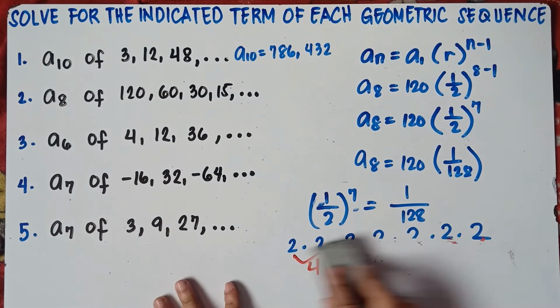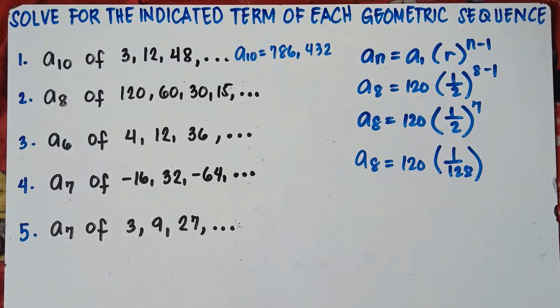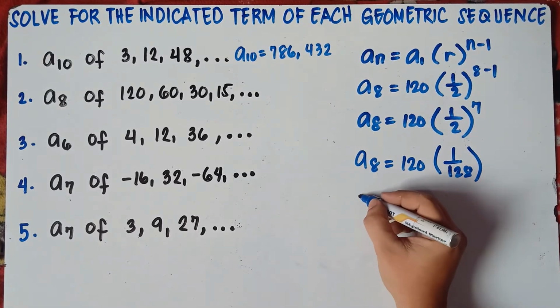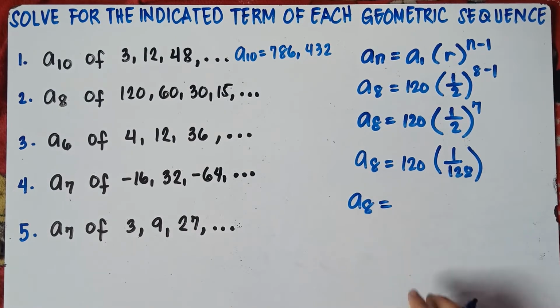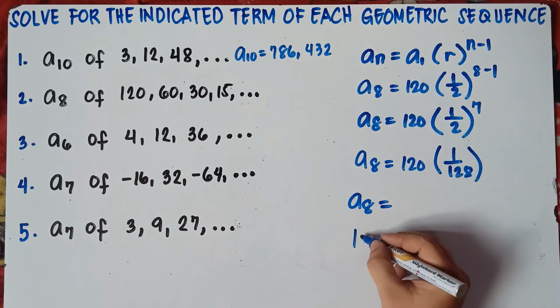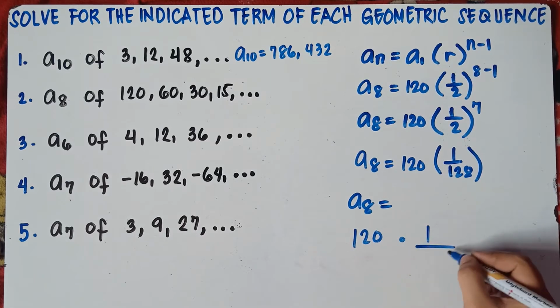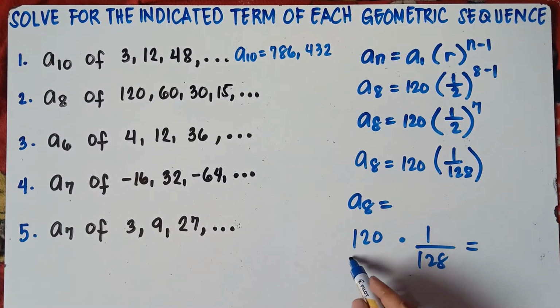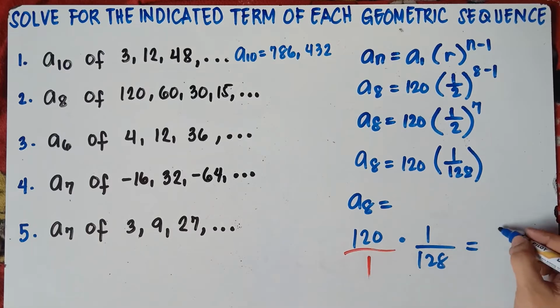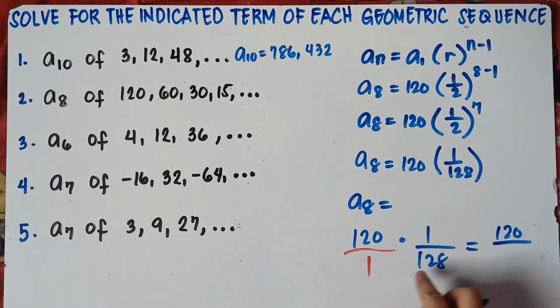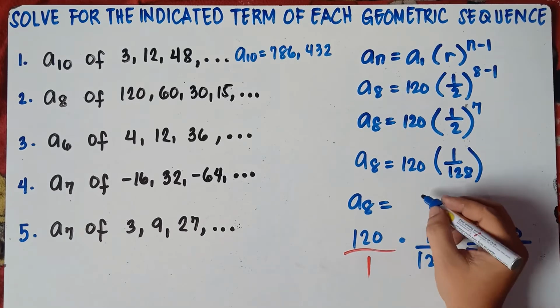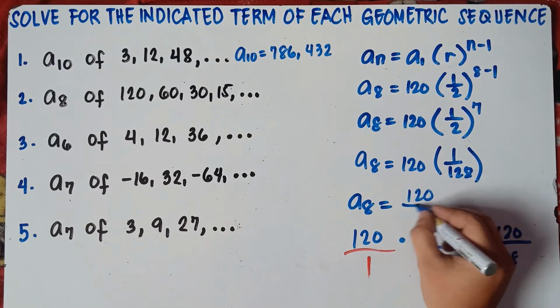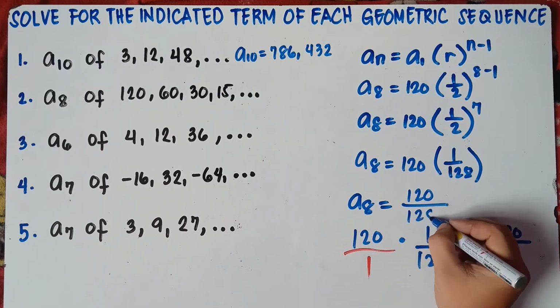Alright, and then this will be a sub 8 equals, so multiply, once again class, 120 multiplied by 1 over 128. So once again, understood that the whole number 120 has a denominator of 1. So 120 times 1, that's 120. 1 times 128, that's 128. Alright, so this will be 120 over 128.